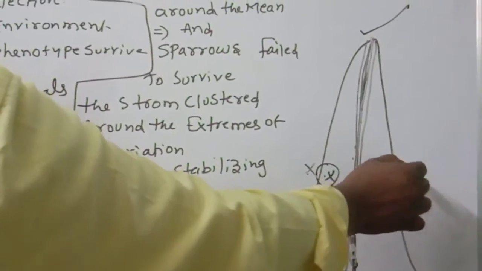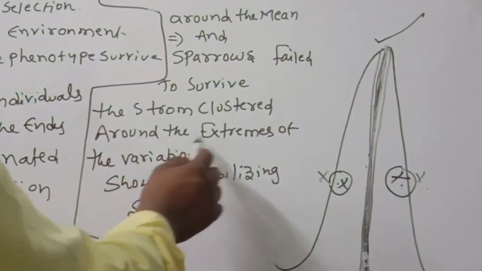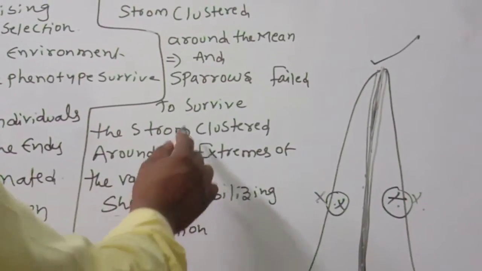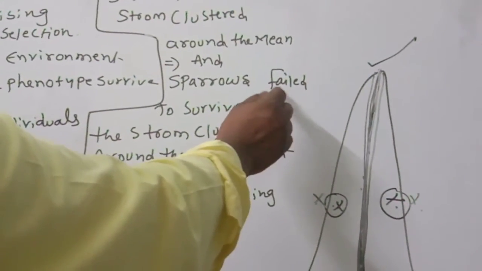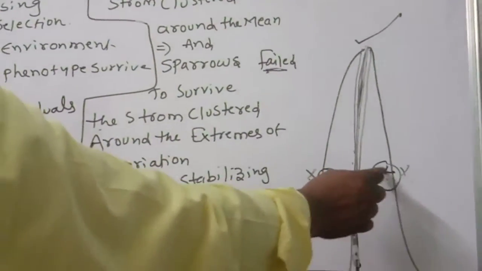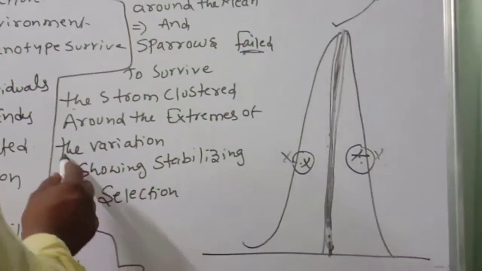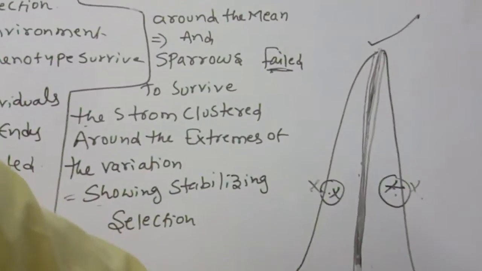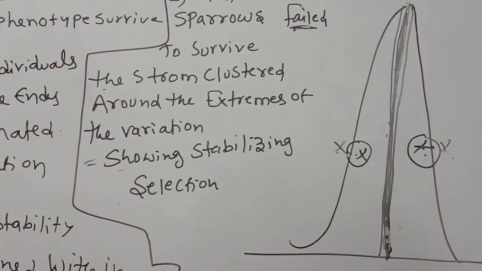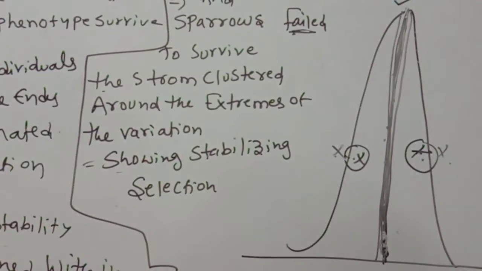In extreme conditions, the variation around the extremes is eliminated. Sparrows failed to survive the storm; those clustered around the extremes vanished. This kind of selection, where the sparrows near the middle only survived, is the best example of stabilizing selection.